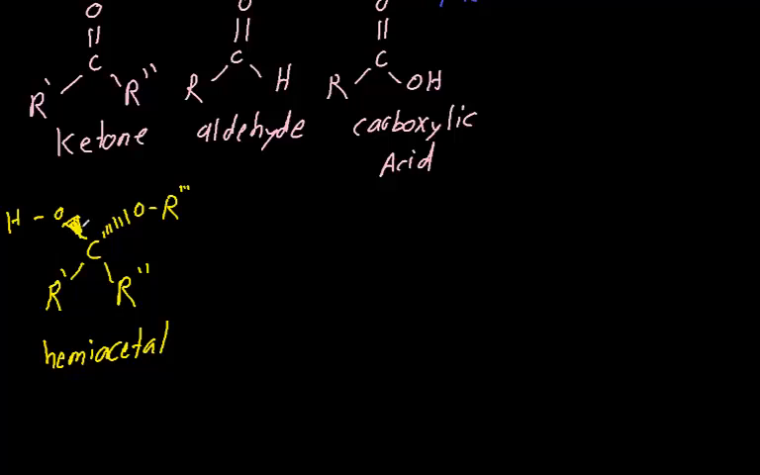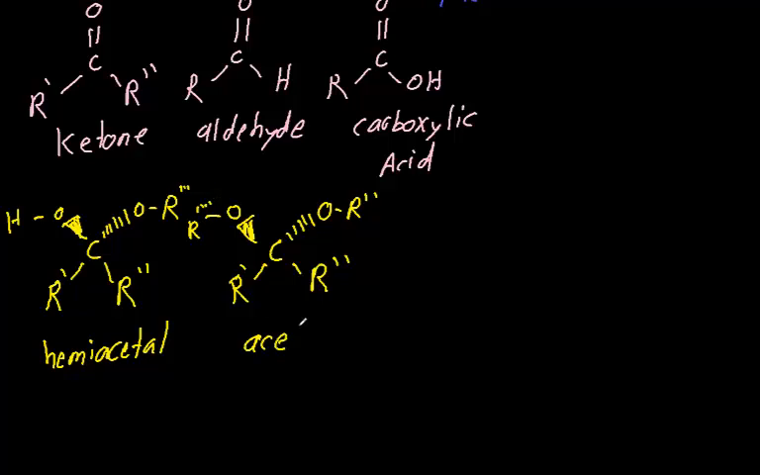And notice the wedge and the dashes. That means that there's a specific 3D orientation. So the wedge is coming out, and then the dash is going into the page. And then we have a very similar molecule, and oxygen, and then another R group that's different. And so this is acetyl. So a hemiacetal is just replacing one of these OR groups in an acetyl with an OH.